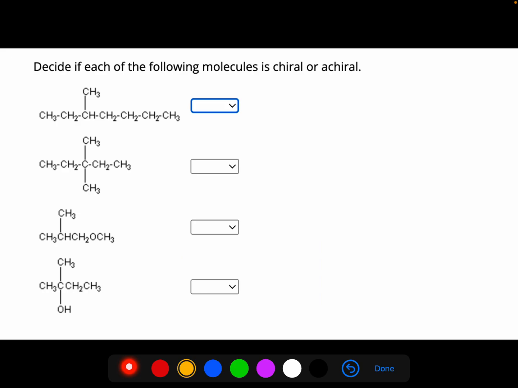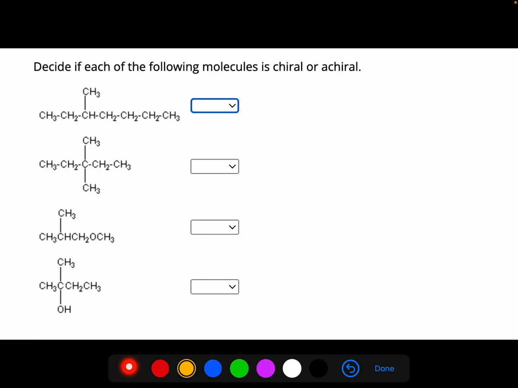Okay, so let's make an example. I have an example here. Decide if each of the following molecules is chiral or achiral. As long as you can find one chiral carbon, you can say that molecule is chiral. So you can choose any of the carbons and try to show whether it's chiral or not chiral.